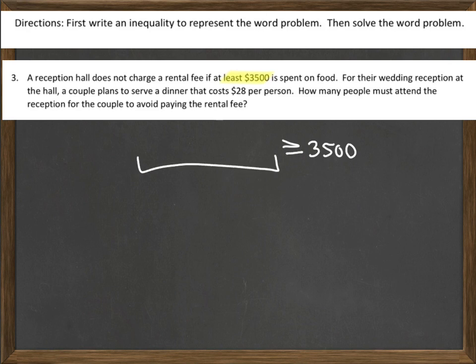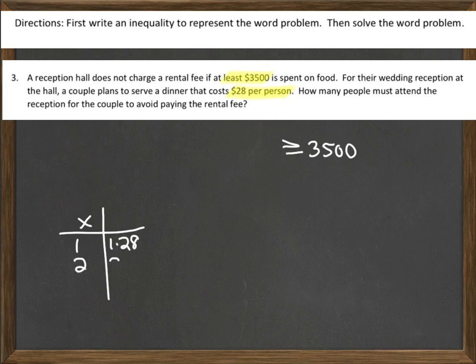But what are they spending on? Where is the cost coming from? Well, it tells us that for the wedding reception at the hall, a couple plans to serve a dinner that costs $28 a person. So what does that mean? Well, let's say x is the number of people. If they have one person, that would cost $28. If they have two people, that would cost 2 times $28 or $56. The pattern is that we are taking the number of people and multiplying it by 28. So we have 28x has to be greater than or equal to $3,500.